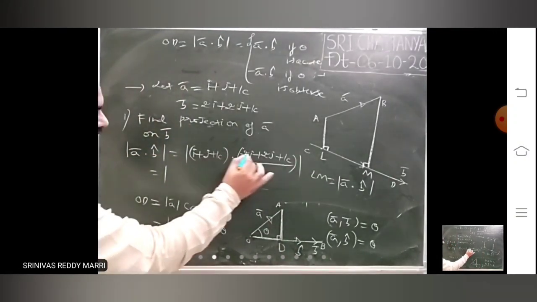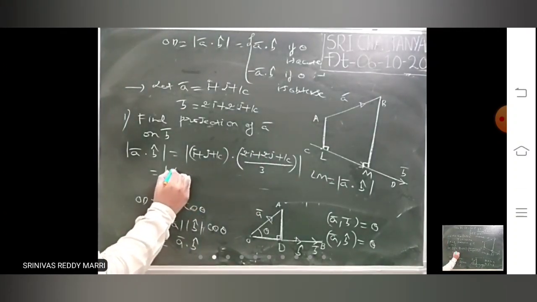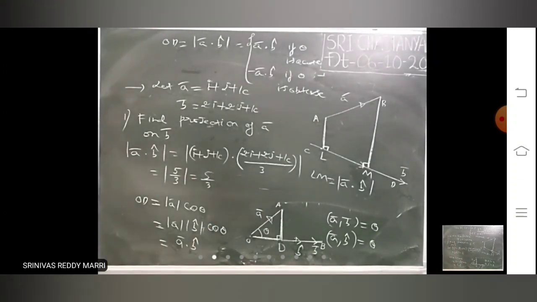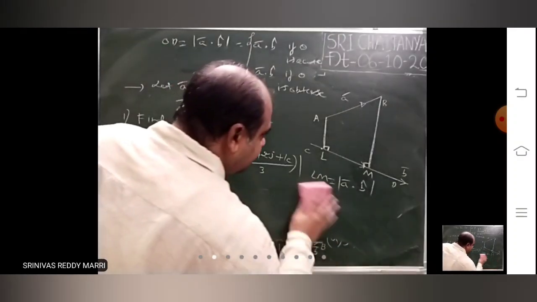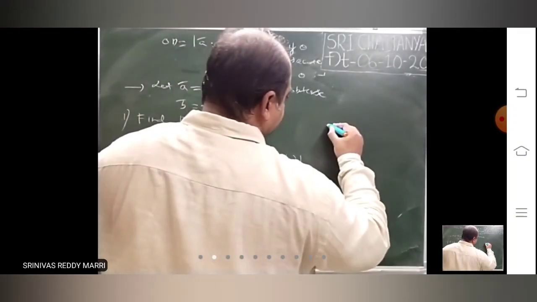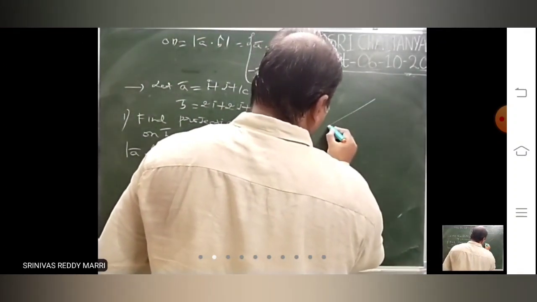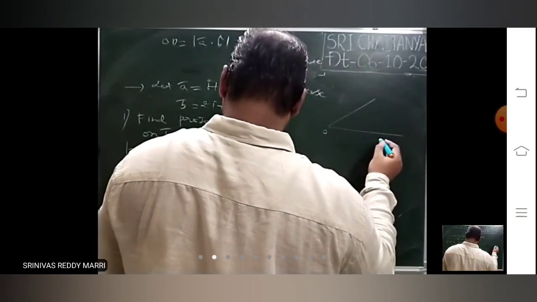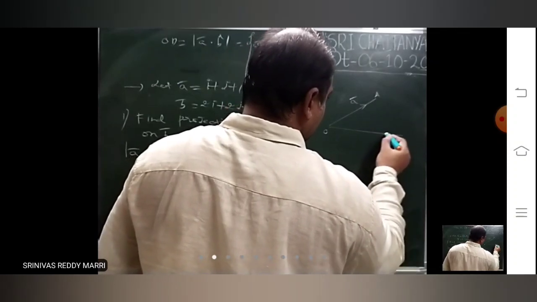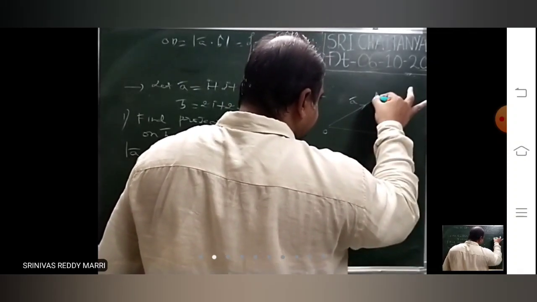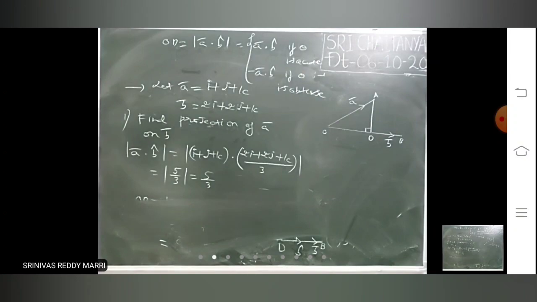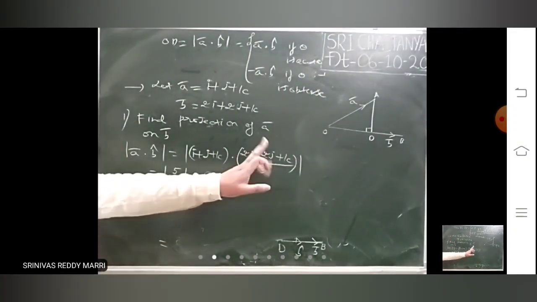So look at 2 plus 2 plus 1. 5 by 3. That is nothing but projection of A bar on B bar. Look at this. Projection, what we have calculated is OD length. This length we have calculated.